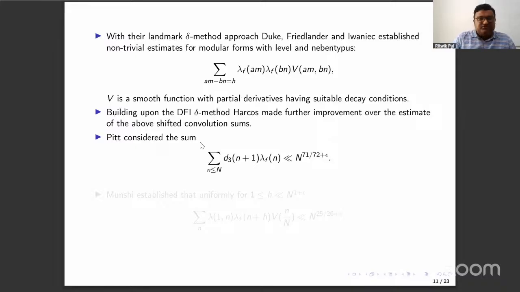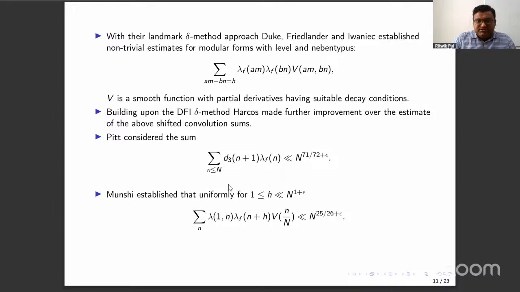Now, considering the GL3 cross GL2 shifted convolution sums, Pitt first considered the sum of d_3(n+1) lambda f(n) for n up to capital N, and he was able to save n to the power 1/17. Munshi later considered this shifted convolution sum where he replaces d_3 by the Fourier coefficients of an automorphic form, and he was able to save n to the power 1/26. There are further improvements over the results of Munshi, but they all build upon Munshi's paper and his theme, and they do some optimization.